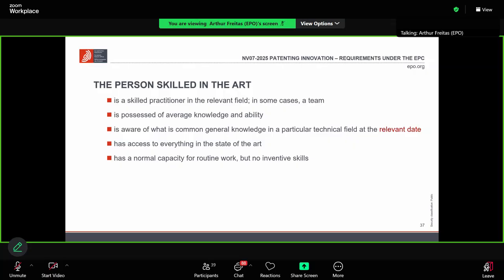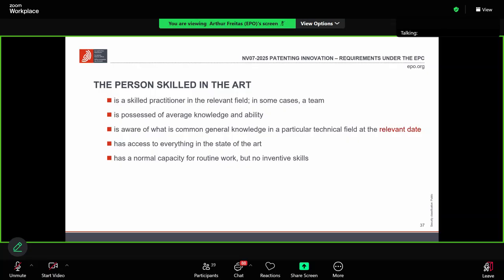Any skilled person understands Japanese. And the skilled person would find scientific papers in China, in a Chinese journal, or a local newspaper in Greece. And the skilled person has normal capacity for routine work, but here's the catch: no inventive skills.